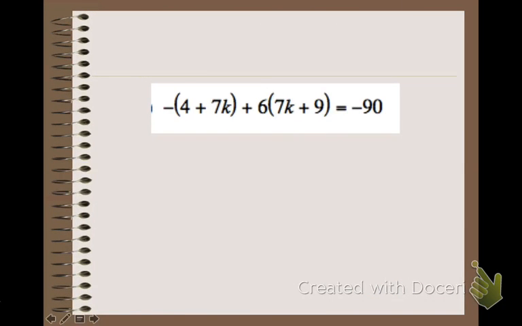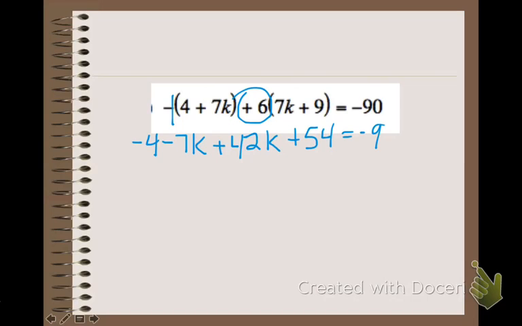Again, I see two distributive property applications here. In this first set of parentheses, I see a negative sign outside of the parentheses but no value. I remember that there is always a 1 there if there is no value, so I'm distributing a -1. -1 times 4 is -4. -1 times 7k is -7k. The second distribution is a +6, so 6 times 7 is plus 42k. And then 6 times 9, and they are both positive, so it remains +54 equals -90.